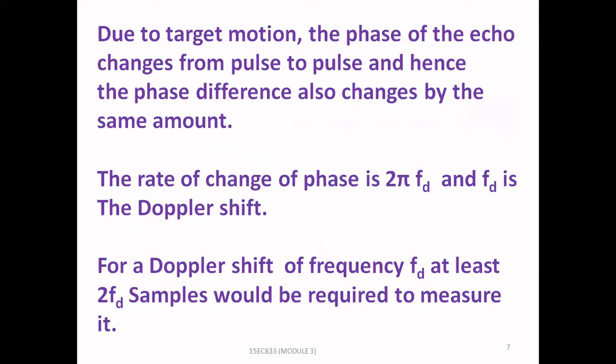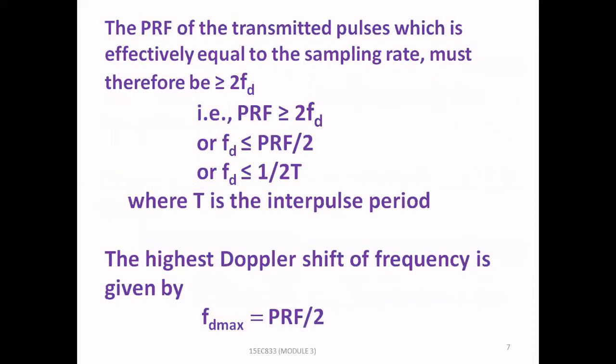For a Doppler shift of frequency Fd, at least 2 times Fd samples would be required to measure it, according to Nyquist sampling theorem. The pulse repetition frequency of the transmitted pulses, which is effectively equal to the sampling rate, must be therefore greater than or equal to 2 times Fd. That is, pulse repetition frequency is greater than or equal to 2 times Fd, or Fd less than or equal to PRF by 2, or Fd less than or equal to 1 by 2T, where T is the interpulse period. The highest Doppler shift of frequency is given by Fd max equal to PRF by 2.